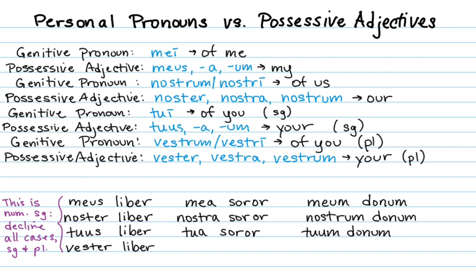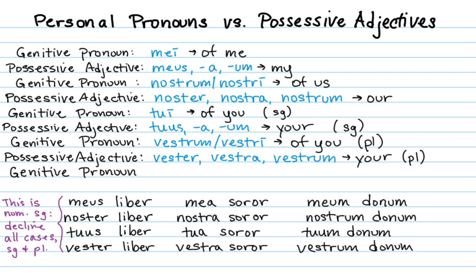In the plural, vestrum, vestri, of you, is the pronoun, but the possessive adjective, which the Romans preferred to use, is vester, vestra, vestrum, your. So, vester liber, your book, where we're talking about multiple yous, you plural, the book of you plural. Vestra soror, your sister, again I'm talking to two people or more, and vestrum donum, your gift, I'm talking to two people or more. Tuum donum, your gift, just talking to one person.